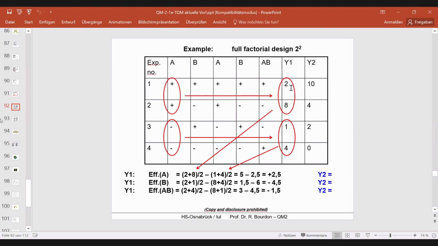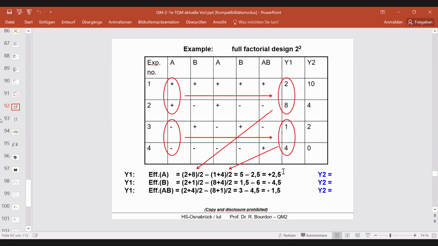Now, if you want to calculate the effect of A, you take the results where A is on plus, this is 2 and 8, and then you take the mean of this, so you divide it by 2, minus the experiments where A is on minus, this means 1 and 4, also the mean of this, and then you have plus 2.5. This is the effect of A.